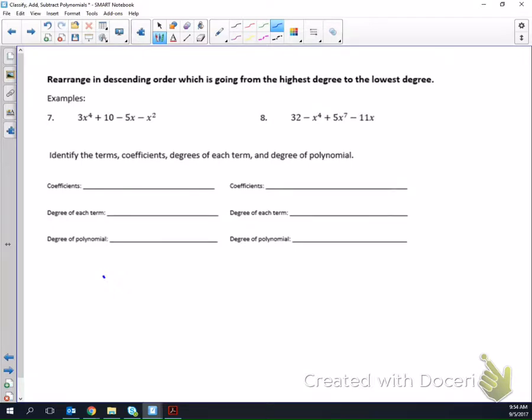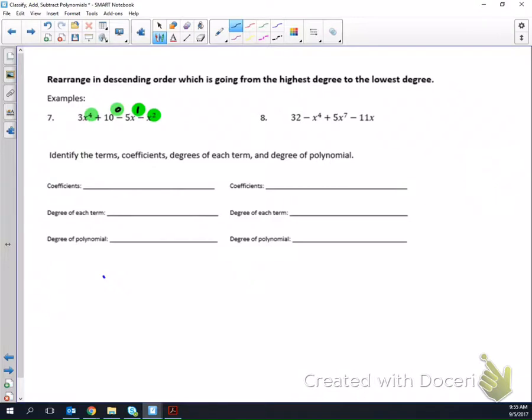Now, to begin this section, we need to start rearranging these into a descending order, so going highest degree to lowest degree. So what we are focused in on, once again, are those exponents. All right, so that first one, we had a 4. There's a 10 without a variable, so that's a degree 0, x to the power of 0. 5x, we don't see the exponent on the 5x, so that's just a 1.